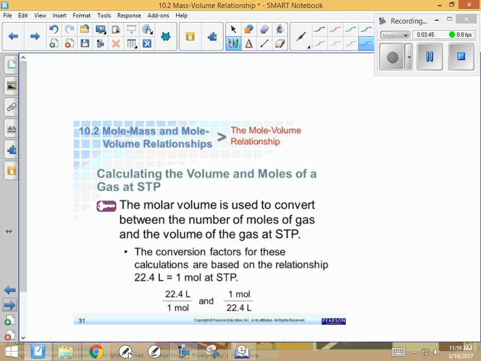Here's the same thing I just said, but it's typed. There are your 2 conversion factors right there. And remember, this is at standard temperature and pressure. 22.4 liters of a gas is 1 mole.